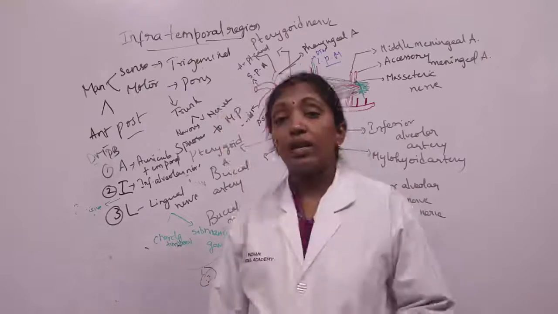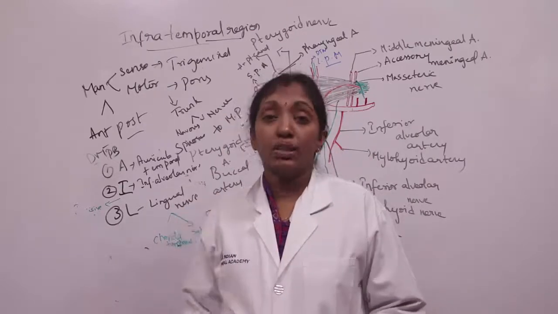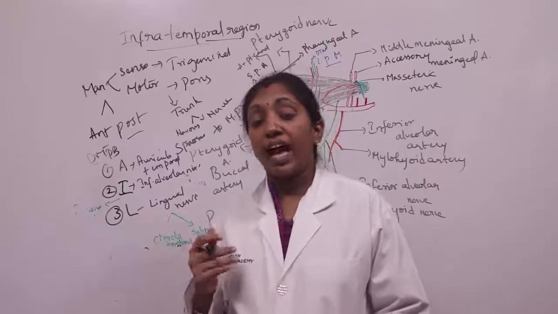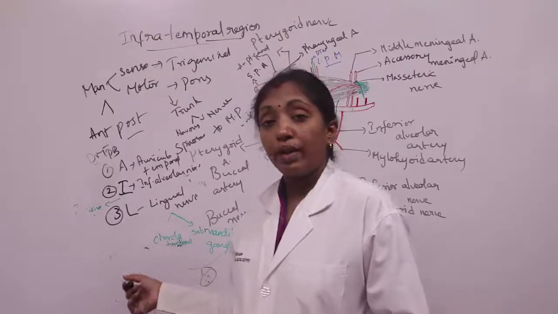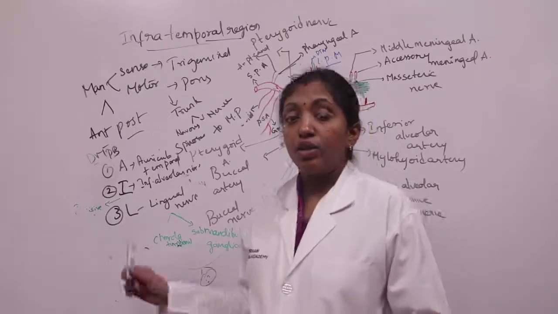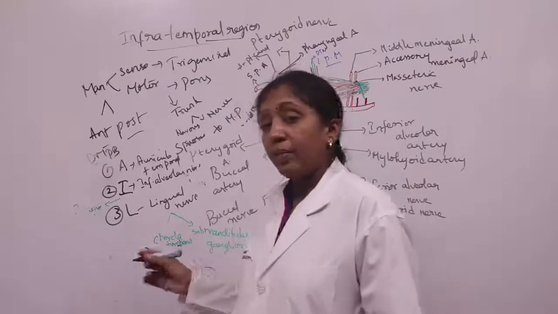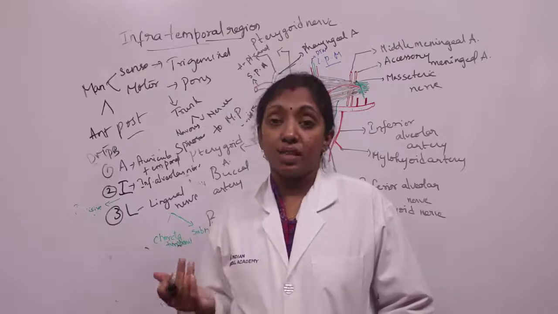And coming to the lingual nerve, we can palpate the lingual nerve behind and 1 cm below the third molar tooth, and this lingual nerve gives general sensation for the anterior 2/3 of the tongue, and it communicates with chorda tympani nerve and submandibular ganglion. Through the chorda tympani nerve, it conveys the taste sensation, and to the submandibular ganglion, it carries secretomotor innervation to the submandibular and sublingual glands.